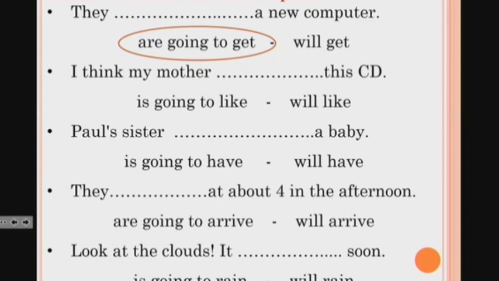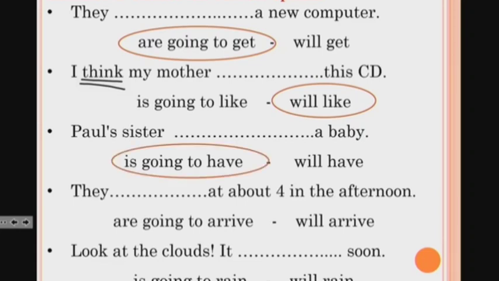Number two. I think my mother, the CD. I think, I'm not sure. And I say, I think my mom will like it. Three. Paul's sister is pregnant. She's going to deliver a baby. So what do we say? Paul's sister is going to have a baby. Okay? Because it's obvious and it's an action that is about to happen.